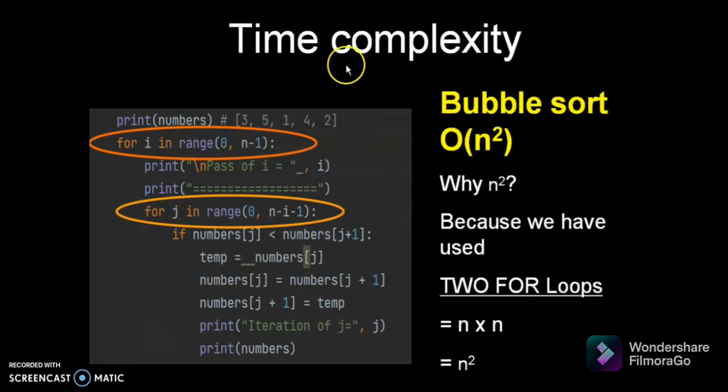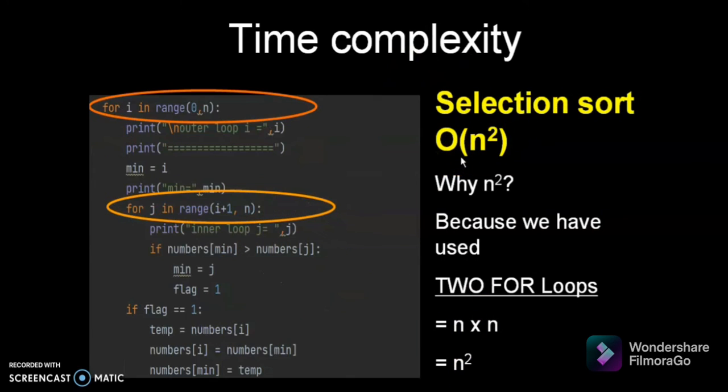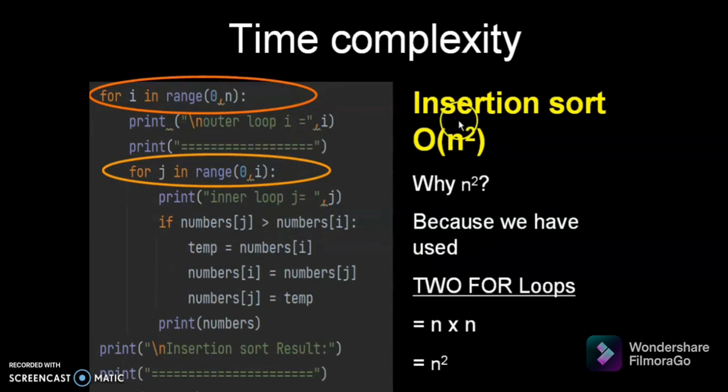Next one, we are moving to the sorting, bubble sort, order of n square. Here in bubble sort we are using outer loop and inner loop. So n and n, so n into n is n square. So bubble sort time complexity is order of n square. Next, if you move on to selection sort, the same, we have outer loop, inner loop. So n into n, n square. Next we move on to insertion sort, order of n square. So we have an outer loop, inner loop, and we are using two for loops, n into n equal to n square.